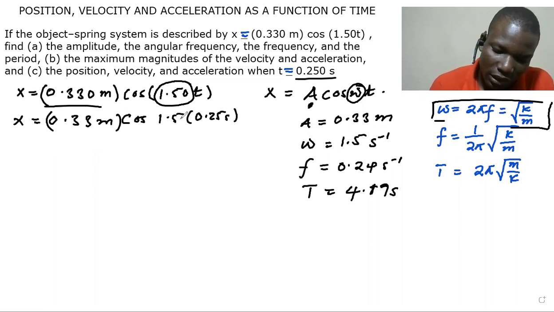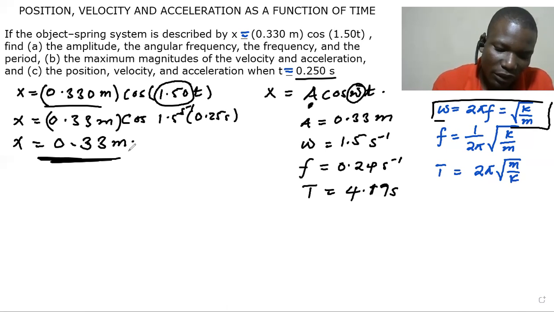Okay, and this is also in per second. This is angular speed. So what we're going to have now is 0.25, we get the position at 0.25 is actually 0.33 meters. Okay, that's the position. And then we go to velocity.